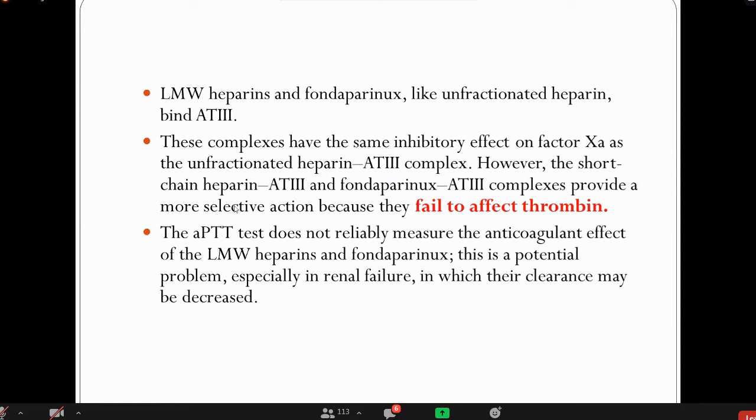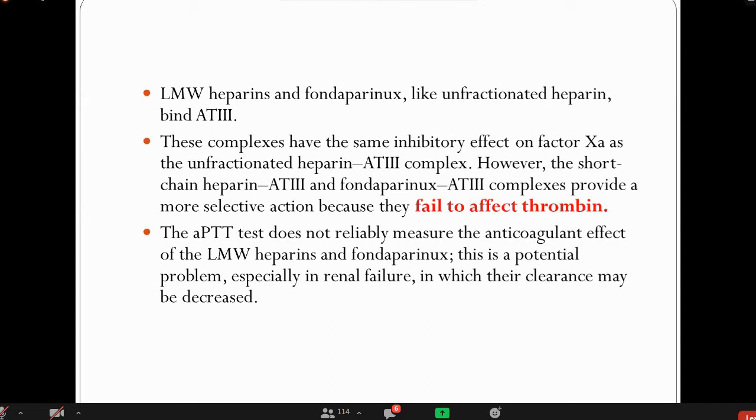However, the short chain heparin-AT3 and fondaparinux-AT3 complexes provide a more selective action because they fail to affect thrombin. And this is the point that you must remember. Because it's not going to inhibit the activity of thrombin, APTT wouldn't be reliable. So the APTT test does not reliably measure the anticoagulant effect of the low molecular weight heparin and fondaparinux. This is a potential problem, especially in renal failure, in which their clearance may be decreased.